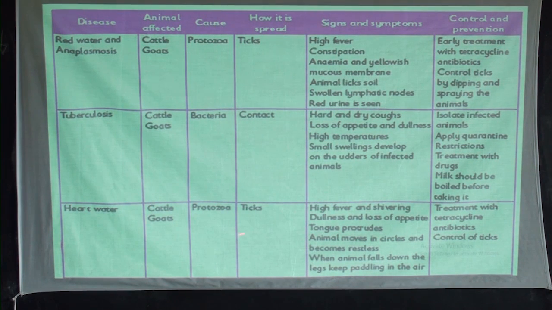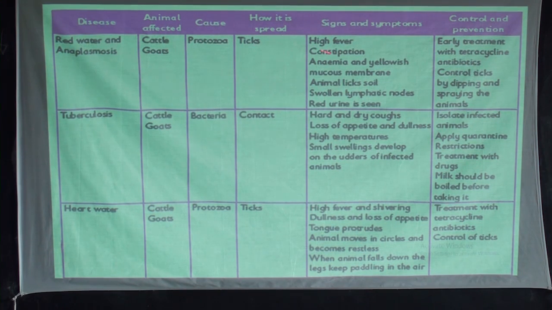So on our table here, we can see red water. We talked about this as a parasitic disease. Red water is also called anaplasmosis. Anaplasmosis is another name for red water. Red water affects goats and cattle, and it is caused by protozoa carried by ticks. When you talk of being carried by ticks, this means it's a parasitic disease, because ticks are parasites, the vectors. They live on the bodies of animals for survival.